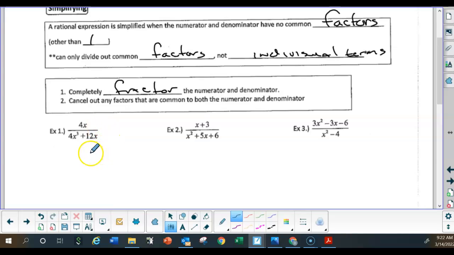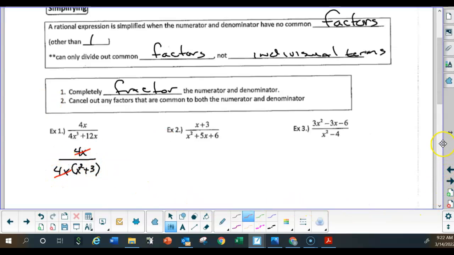The first rule of factoring is your common factor. So in the numerator, we just have 4x. In the denominator, I have a common 4x that comes out of both terms. That will leave me with an x plus x squared plus 3. So if I have an x squared plus 3, I can look at this and the 4x's will cancel out.